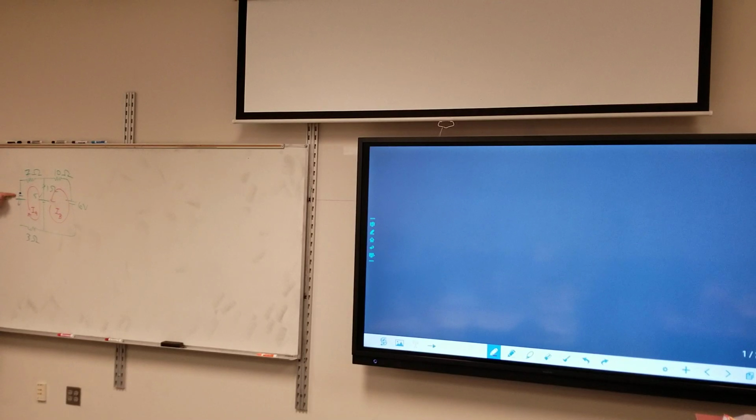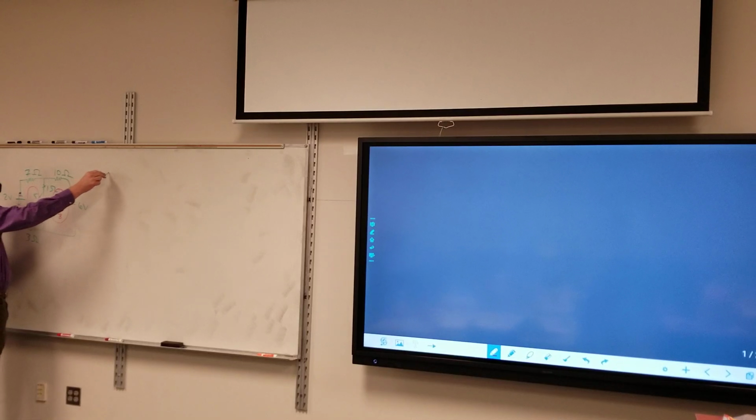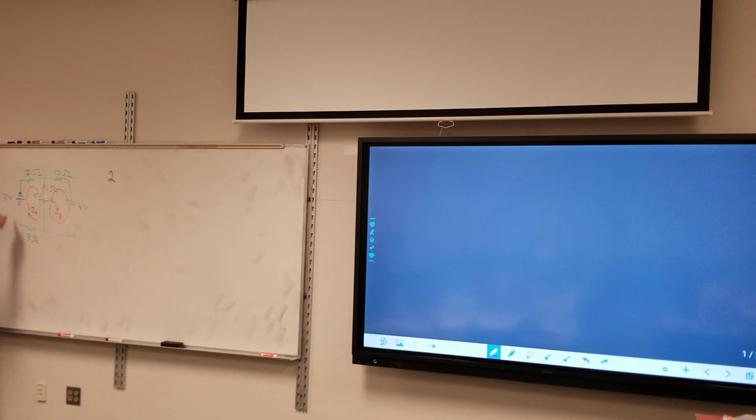So I'm going from the negative to the positive on the battery, so I'm gaining potential. So that's plus 2. Cruising along, come across this 3 ohm resistor. I'm going against the current here. So what's the potential difference across here? 3 ohm plus... sorry, you said 3 ohms?